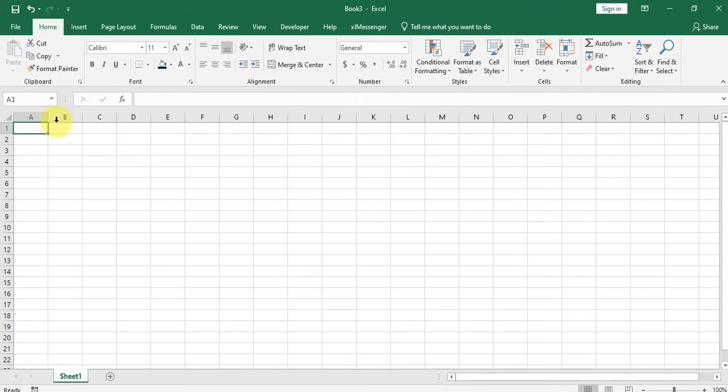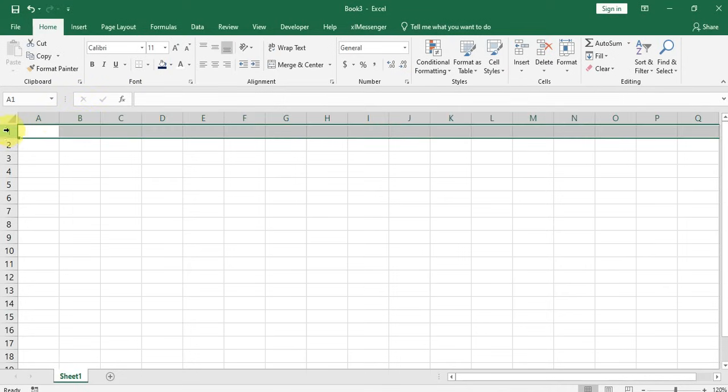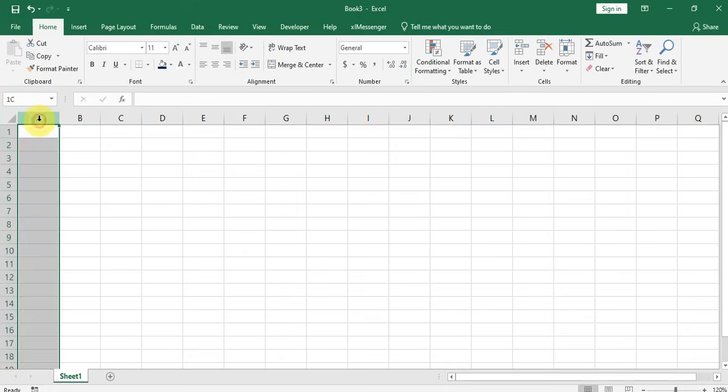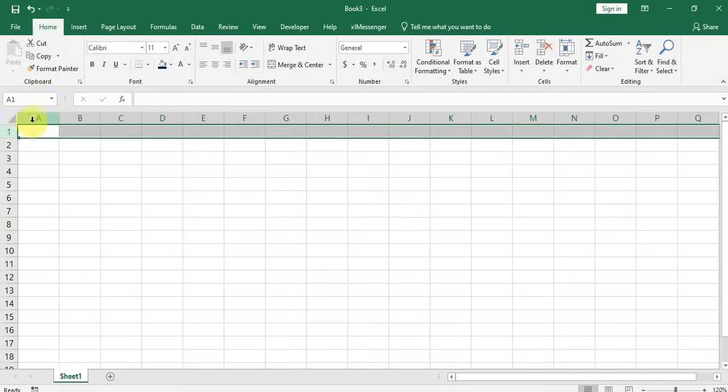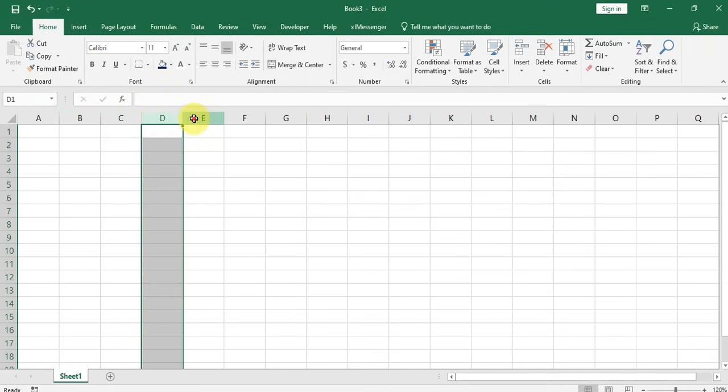Alright, so this is what I was saying. Now let me zoom it a little bit. Basically MS Excel is made up of two things. We are having a column and then a row. A column is represented by what? A letter, and a row is represented by a number. I don't know if you can see my cursor. If I click on it, it highlights. I don't know if you all can see.